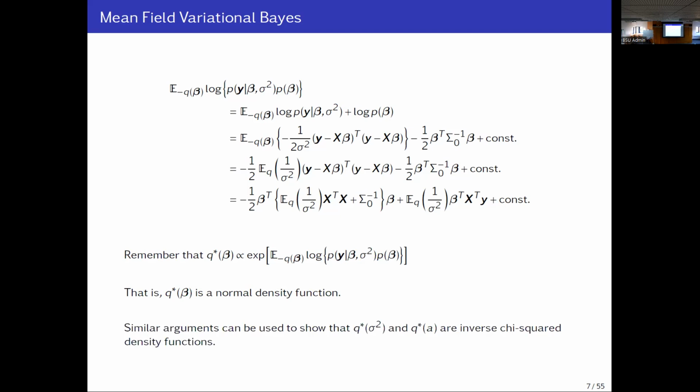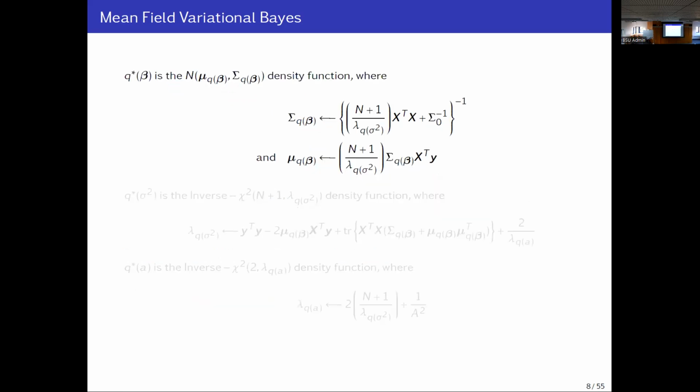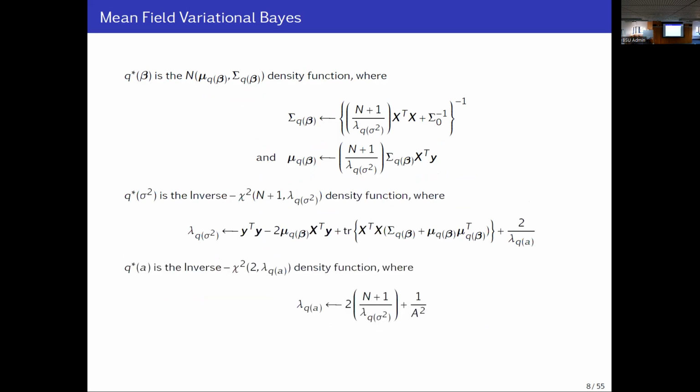And similar arguments can be used to show that sigma squared and A will have inverse chi-squared Q density functions. Here are the parameters that you would get if you went through the derivations under this standard variational inference approach. Here are the parameters for Q sigma squared and for QA. If you just go through and work out all those things like you were doing in the seminar yesterday, you would get these results.